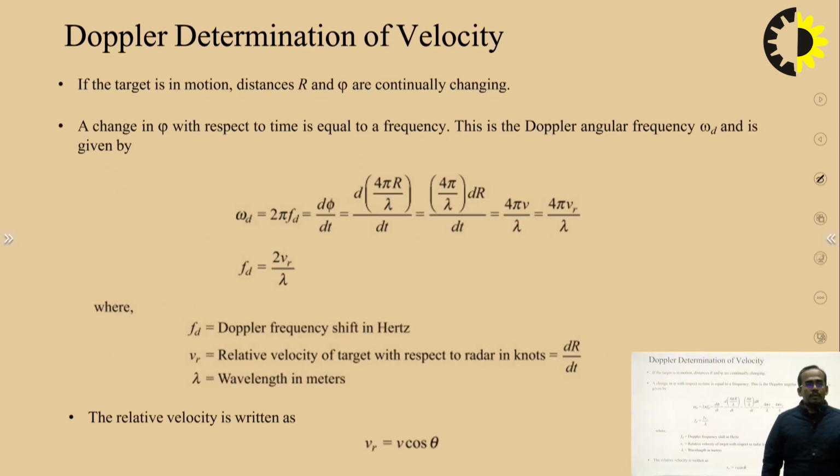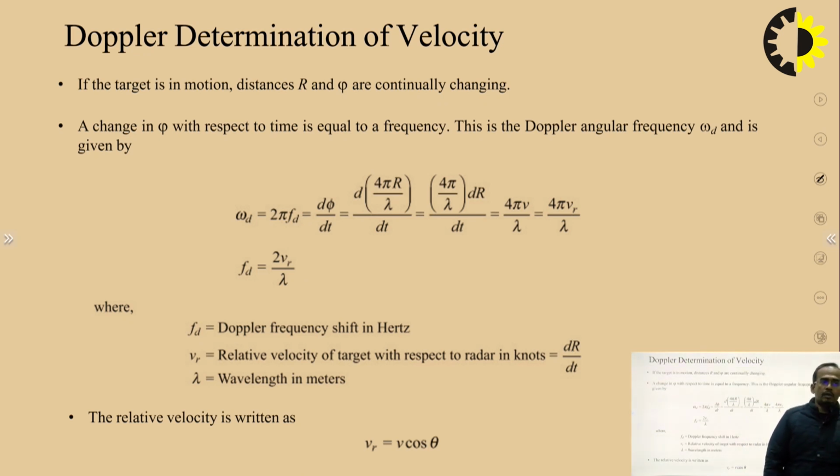Now, how will you determine the Doppler velocity? If the target is in motion, the distance r and phi are continuously changing. So, a change in phi with respect to time is equal to a frequency, that is Doppler angular frequency. Doppler angular frequency omega d is nothing but 2 pi fd. 2 pi fd is nothing but the change in phase d phi by dt with respect to time.